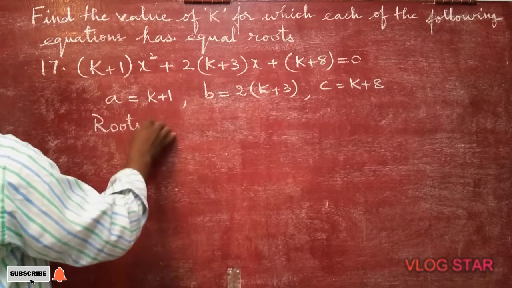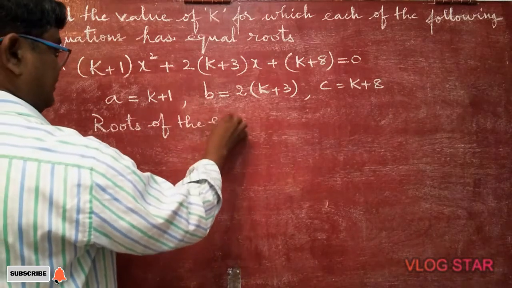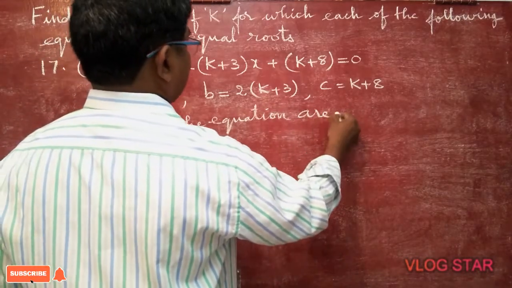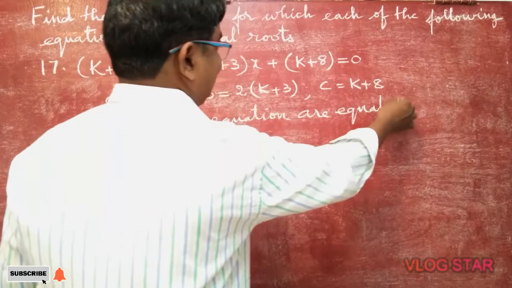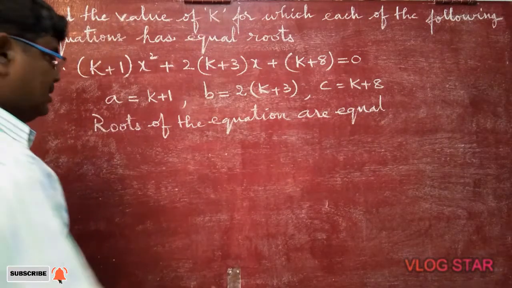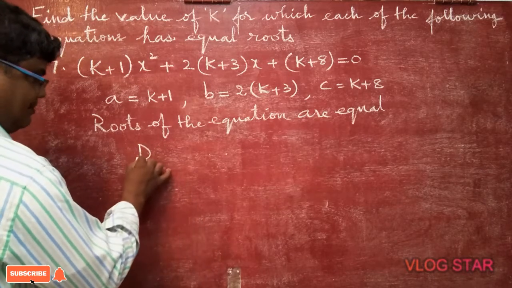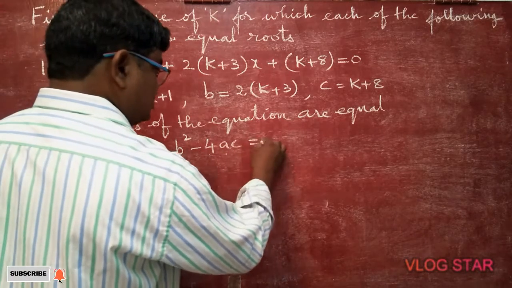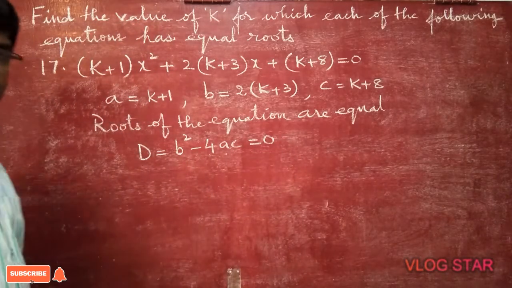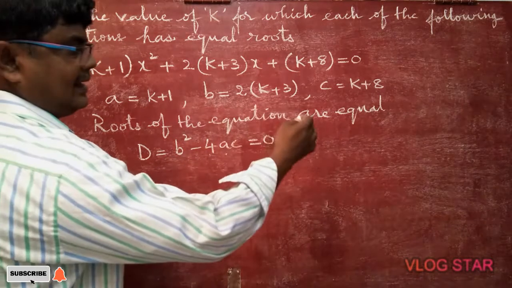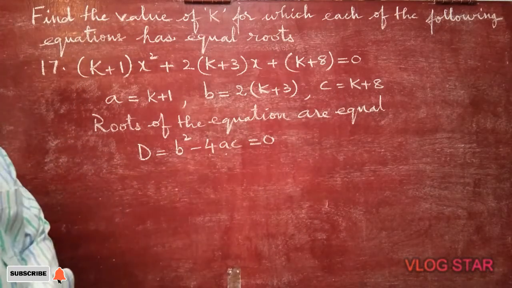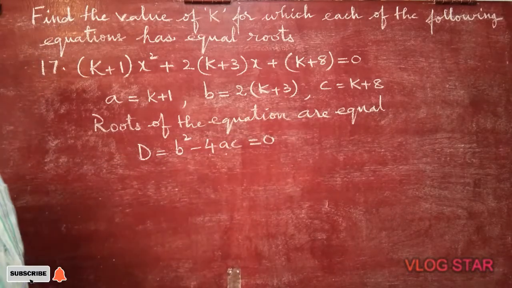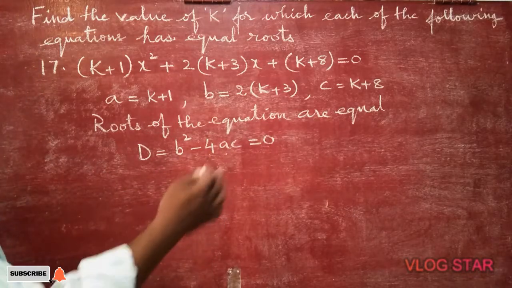Now they are telling that the roots of the equation are equal. Equal means real and equal. We represent it as D. D means discriminant, b square minus 4ac. Equal, they told, is equal to 0. The meaning of equal is D equal to 0. Roots are real and distinct means greater than 0. All right, able to follow? So keep in mind where we got this 0: the roots of the equation are equal.